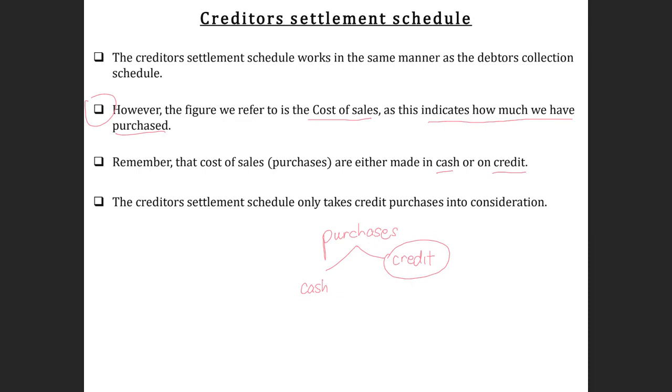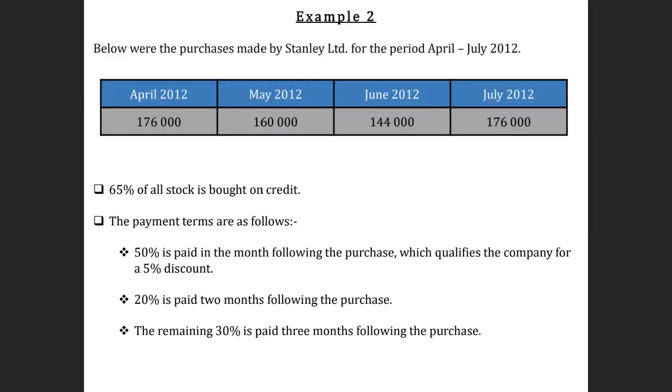Okay, so let's look at an example of this. Remember, we're looking at purchases or cost of sales, and your credit purchases only. Here they have said to you that below were the purchases made by Stanley Limited for the period April through to July 2012. They've given you the figures from April through to July, and these were the total purchases. So you didn't first need to work out what portion of cost of sales the purchases made up.